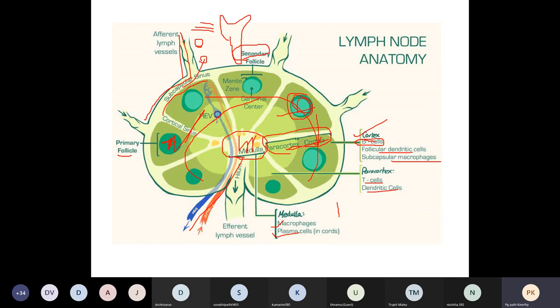This was a neat question. They asked, paracortex of lymph node contains dash type of cells, or predominantly dash type of cells are seen, that is T cells. And then dendritic cells. And your medulla is predominantly consisting of plasma cells and macrophages. Okay. We are done with the normal histology.